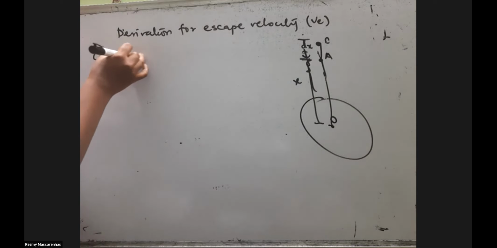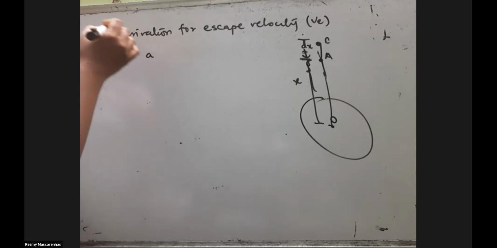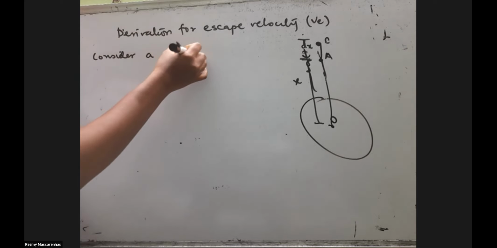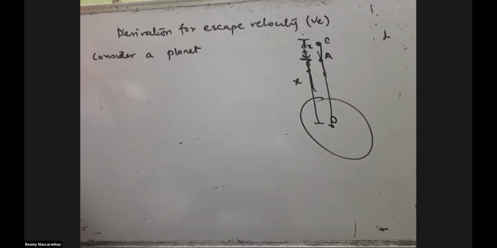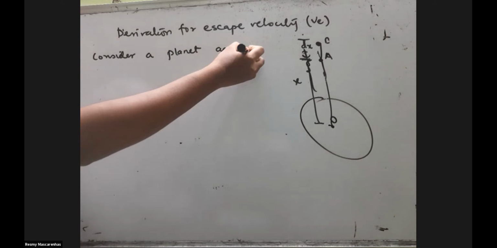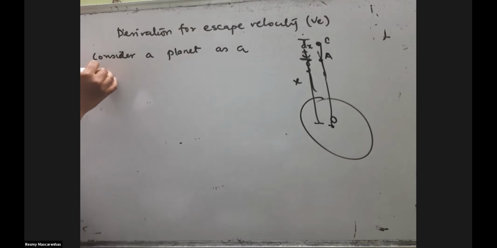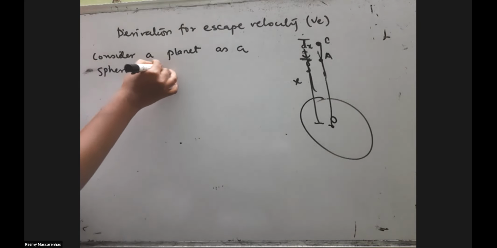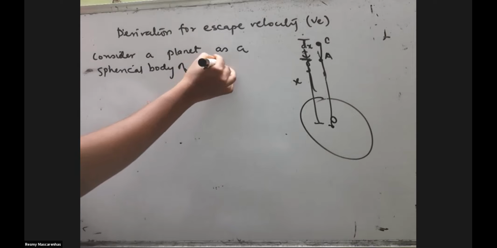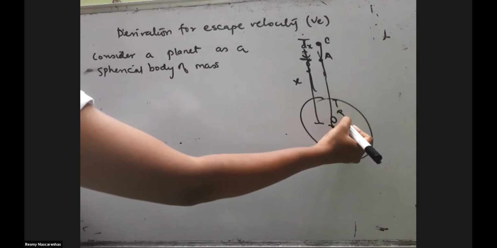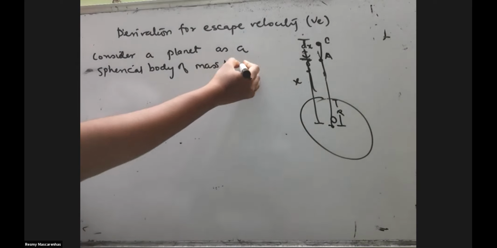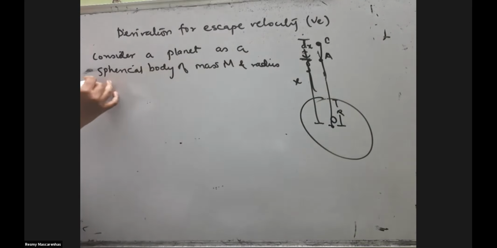Consider a planet. Like, the different planets would have different escape velocity. Consider a planet as a uniform sphere or as a spherical body of mass M and radius r.